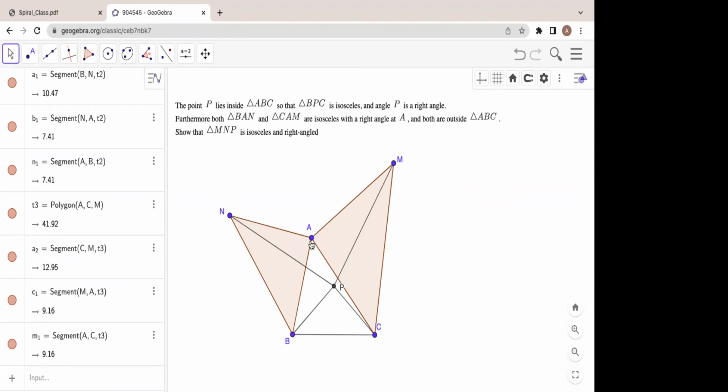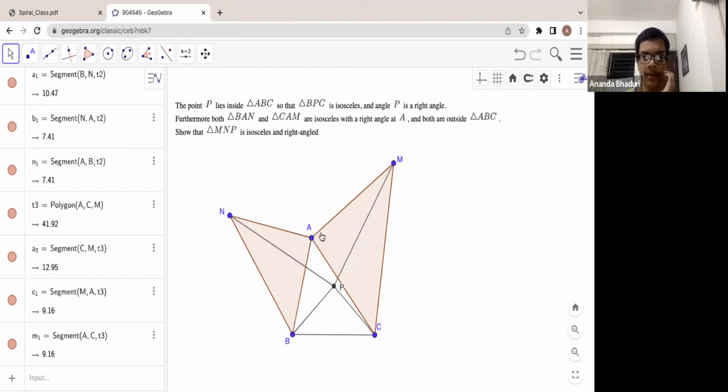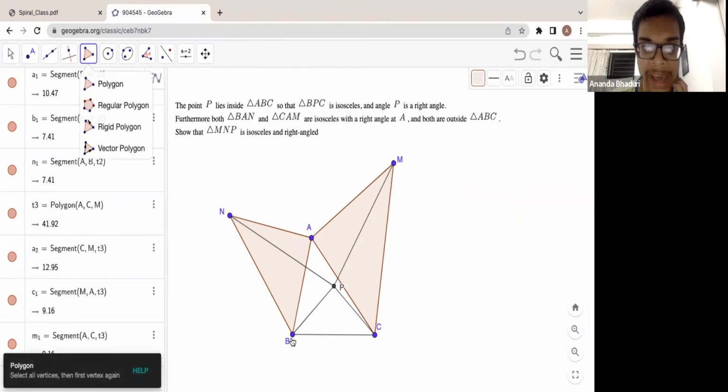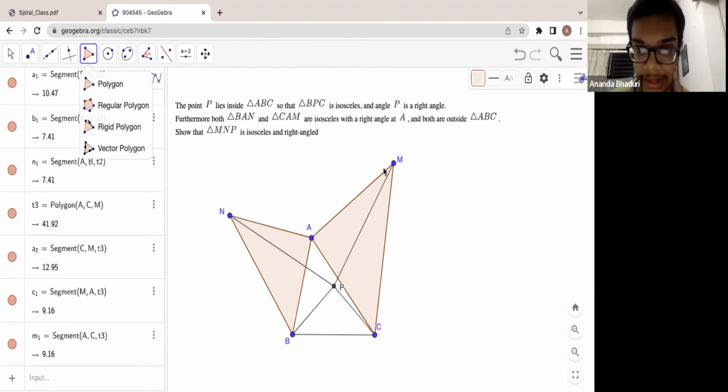Okay, coming back to this problem. I can create a poll for till when people want, and we can do till then, 8:45 or 9. Okay, I'll do that. So coming back to this problem, we have ABN directly similar to ACM. So what does that give?